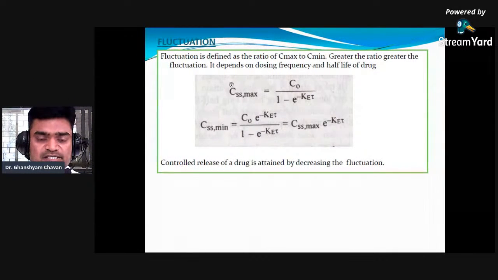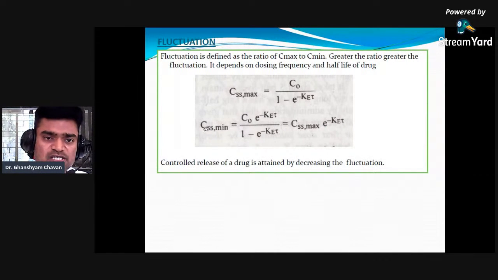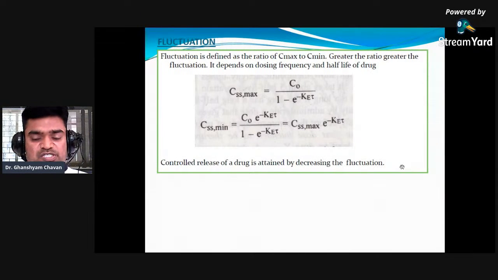Now this can be summarized by the formula, which you have to remember. C steady state max is equal to C0 divided by 1 minus e raised to minus KeT. Again, C steady state min is equal to C0 e raised to minus KaT divided by 1 minus e raised to minus KeT, which is equal to C steady state maximum multiplied by e raised to minus KeT. So this is the formula for Css minimum and Css maximum. Controlled release of the drug is attained by decreasing the fluctuation.